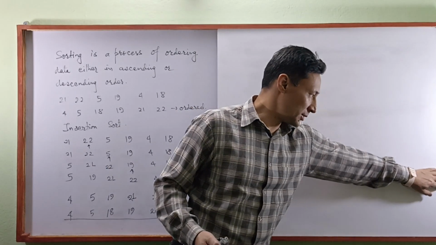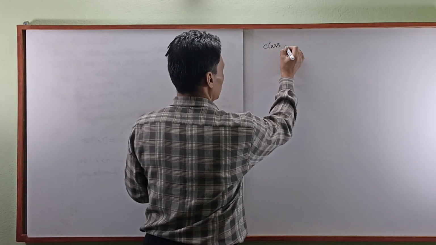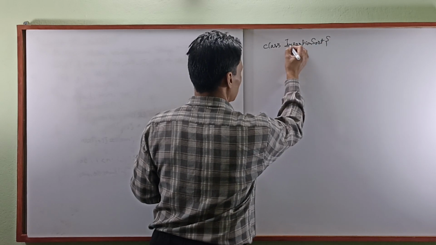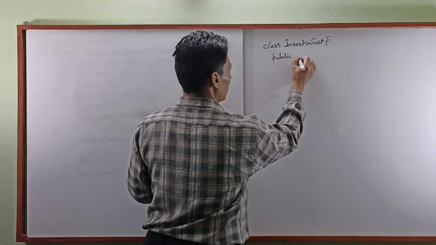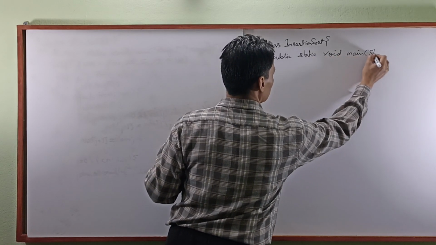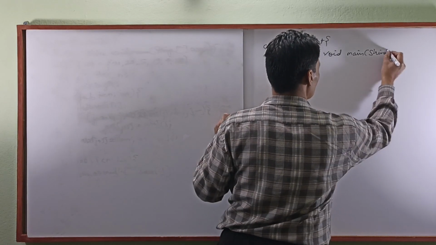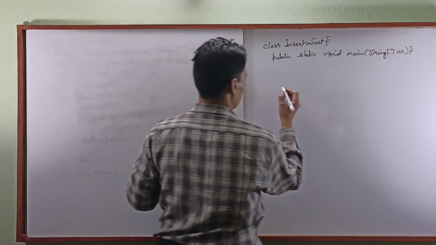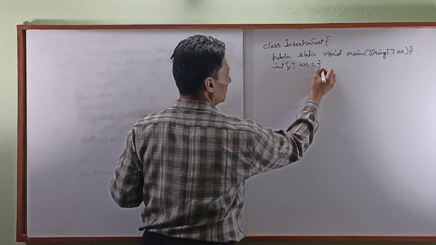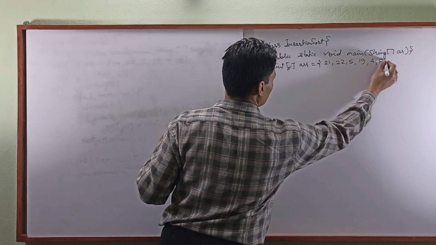Now let's write the code for insertion sort in Java. Now let's declare a class InsertionSort. Okay, now let's make this public static void main(String[] args). Okay, now let's declare an array: int arr[] equal to 21, 22, 5, 19, 4, 18.